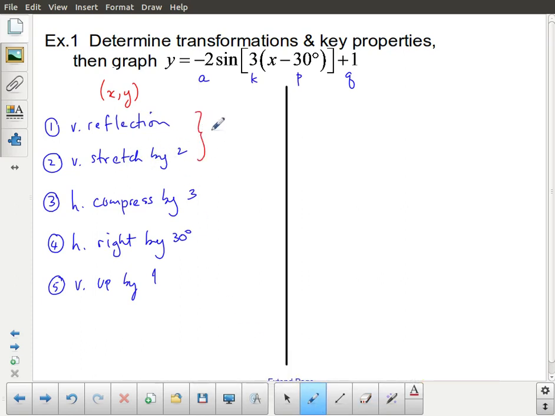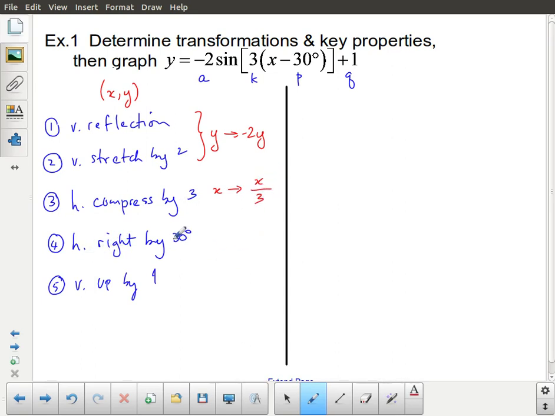So these two tell me that my y coordinate changes into a times y, but we actually know what a is. We know that a is -2. So how would I put that in there? And then a horizontal compression by 3. That means my x coordinate turns into an x coordinate divided by 3.